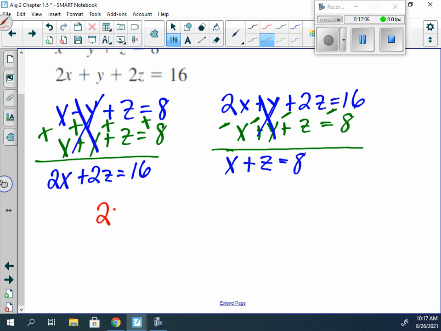Now, I'm going to just go on and put this down. 2x plus 2z equals 16. Because no matter which one we pick, x or z, we're going to have to use the other equation. Because whenever we're having to get the variables to be the same, either x or z, we always want to go up. We don't want to go down. We don't want to make them smaller.